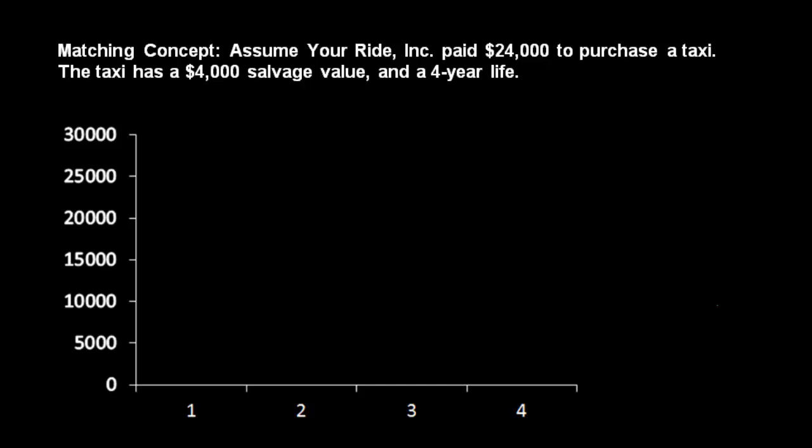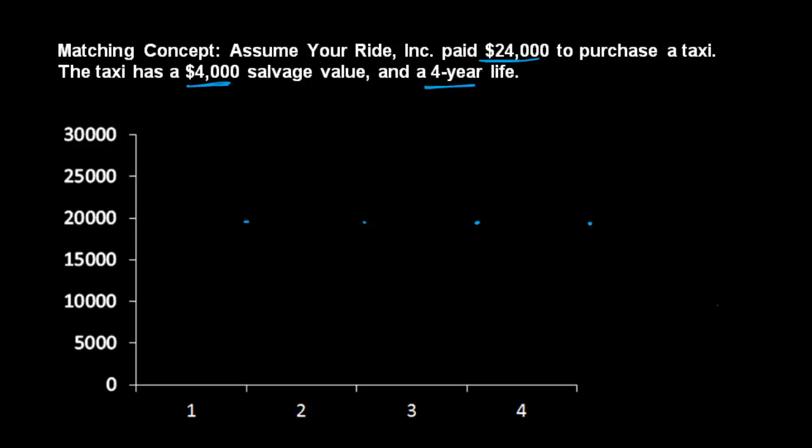So to make that a little more clear, let's look at this example. It says, assume Your Ride Incorporated paid $24,000 to purchase a taxi. It says the taxi has a $4,000 salvage and a 4-year life. So we got a $24,000 taxi, a $4,000 salvage value, and we think that it's going to be useful to us for 4 years. Okay, let's assume that we're going to be able to generate $20,000 a year in revenue with this taxi. So in year 1, we think we're going to earn $20,000 in revenue with this taxi. In year 2, we think we're going to earn $20,000 in revenue. In year 3, we believe we'll earn $20,000 in revenue. And in year 4, we'll also earn $20,000 in revenue with this taxi.